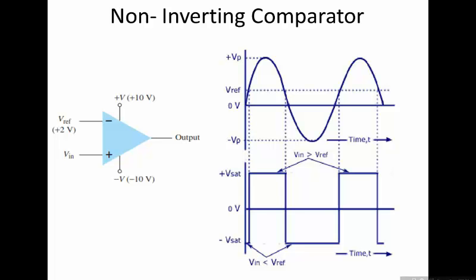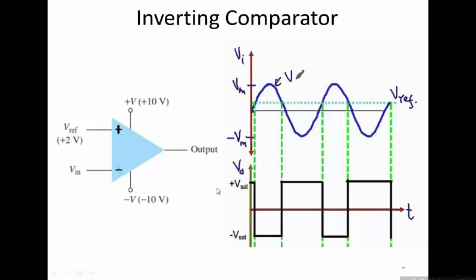First we consider the non-inverting comparator, and we want to see what would be the output of this comparator for an input of, let's say, a sine wave applied with a peak value of Vp, and this Vp is higher than the Vref of plus 2 volts. So maybe it is 5 volts, let's say, and Vref is 2 volts. So the input is a sine wave and the Vref voltage is 2 volts. Then what would be the output that we are going to see?